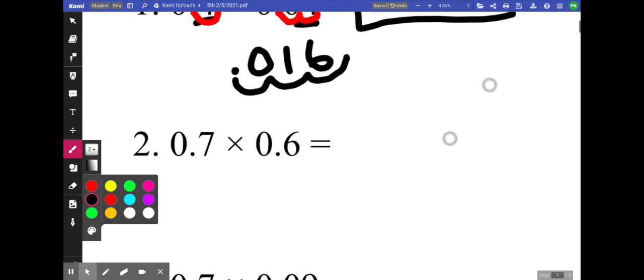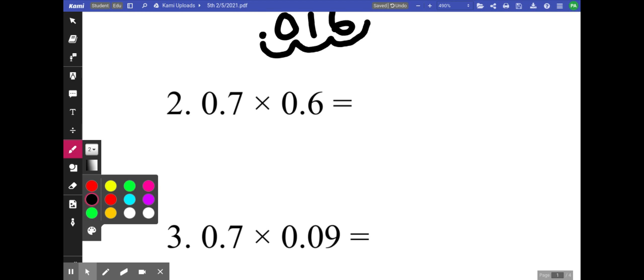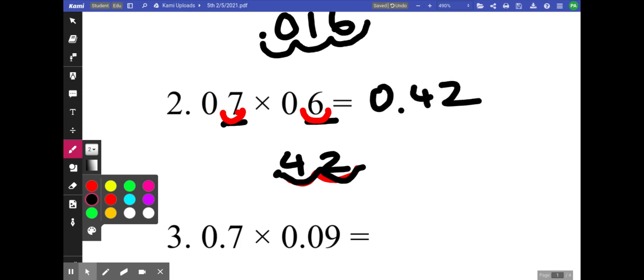Let's try one more. Number 2. We're going to ignore the decimal. 7 times 6 is 42. We see that there's 1, 2 places moved. So we're going to go 1, 2. And your answer is 0.42.